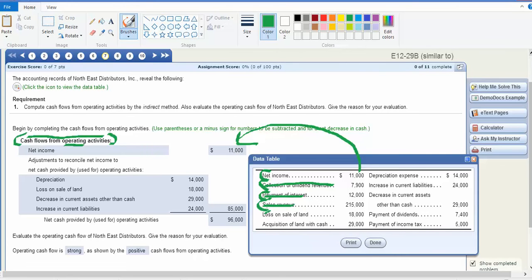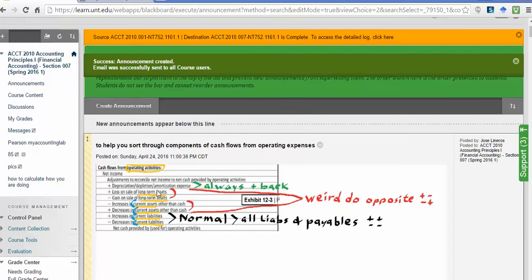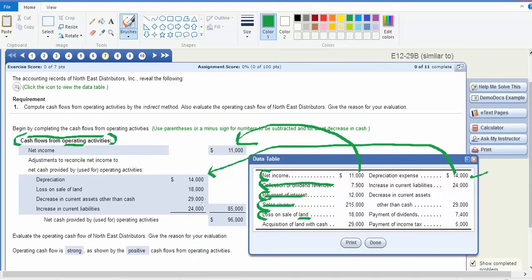Loss on sale of land. Okay, well, land is a long-term asset, right? Land is a long-term asset. By the way, we always know we add back depreciation, so it's going right here. Okay, so we know what to do with that. That's the easiest one of all. Loss on sale of land. Well, land right here. Land is a long-term asset. You had a loss, so you add it back. And here it is being added back.